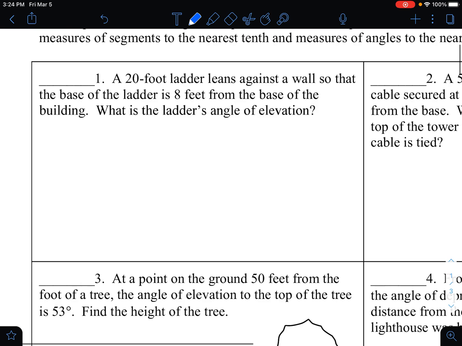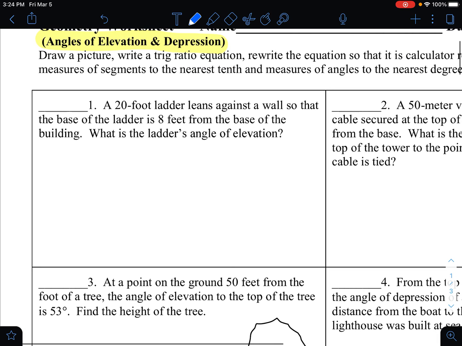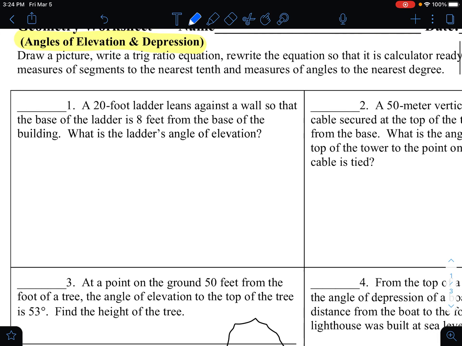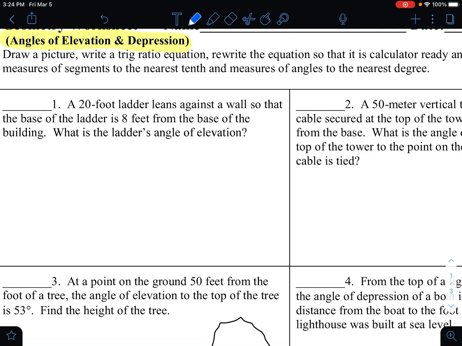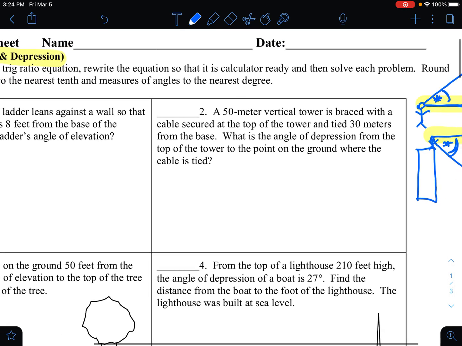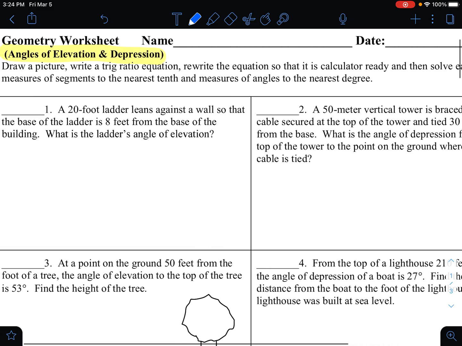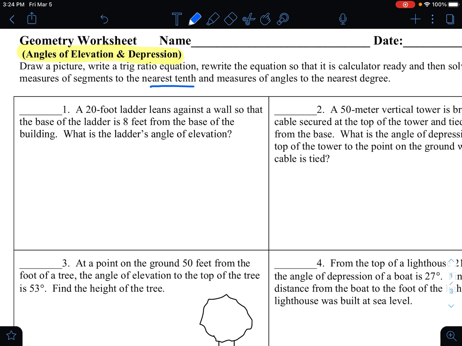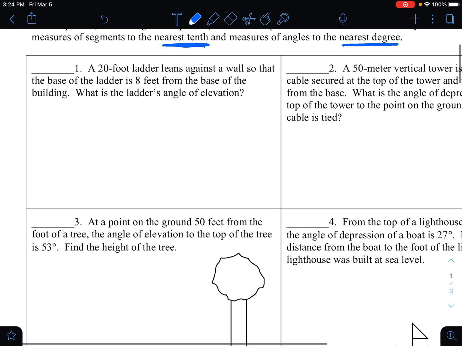Okay, so number one, actually let me go to the top. First of all, it says draw a picture, write a trig ratio, so we're using SOHCAHTOA, and then we're going to rewrite the equation so it's calculator ready. So you're basically going to solve it, and then round measures of segments to the nearest tenth, and measures of angles to the nearest degree. So we'll do whole numbers on angles, we'll do 1 decimal spot on segments.